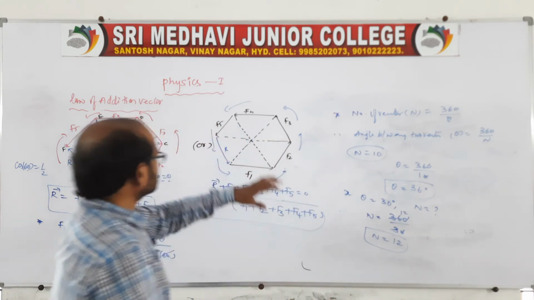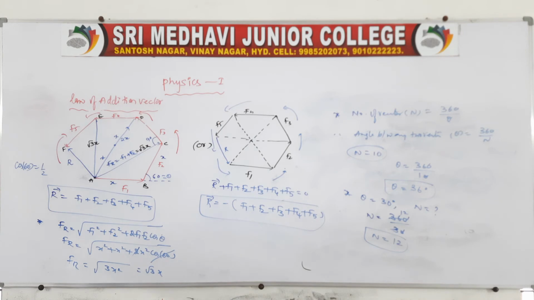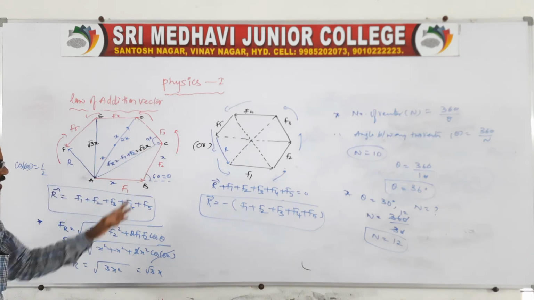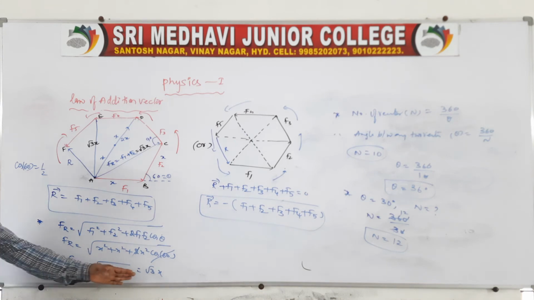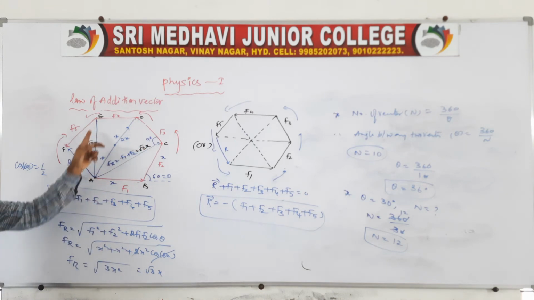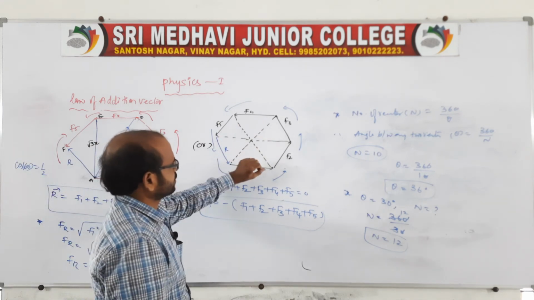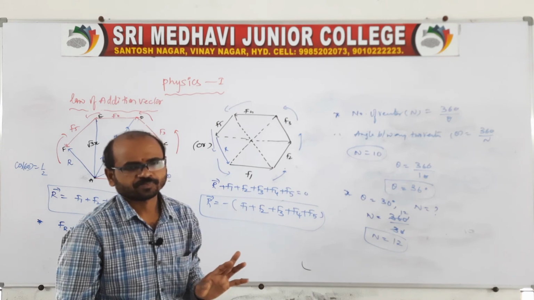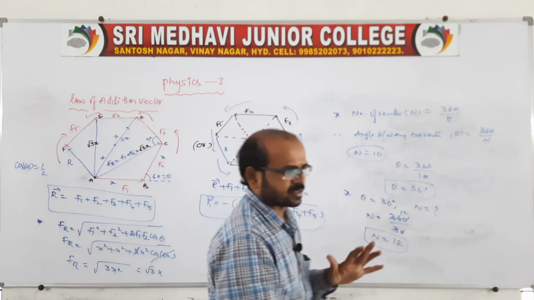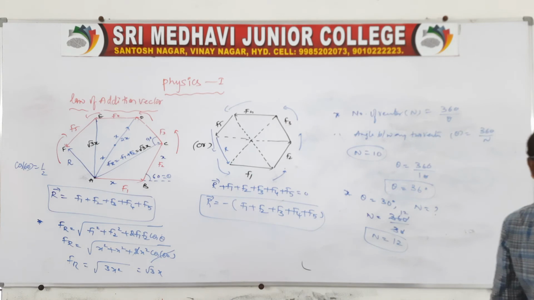So this is related to the polygon law of addition of vectors. This is the way we have to find the resultants. If the angle is given, then by using this angle the resultant will be root 3 x between these two vectors, and this one is also root 3 x only. And in a hexagon it is represented like equilateral triangles. Okay, this is about the polygon and the triangle law of addition of vectors.